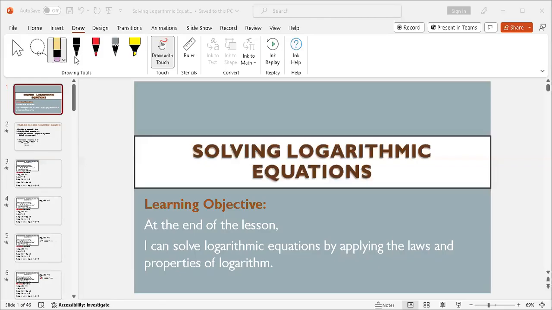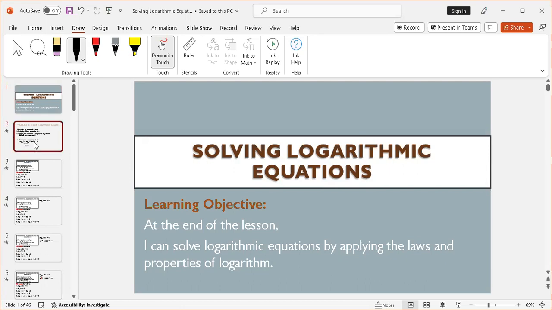Good day, students. In this lesson video, you will learn how to solve logarithmic equations. And in this lesson, you will need to apply the laws and properties of logarithms. So it is important that you know the basic properties and laws of logarithms. So let's get started.